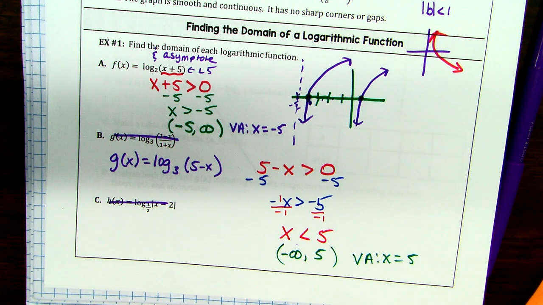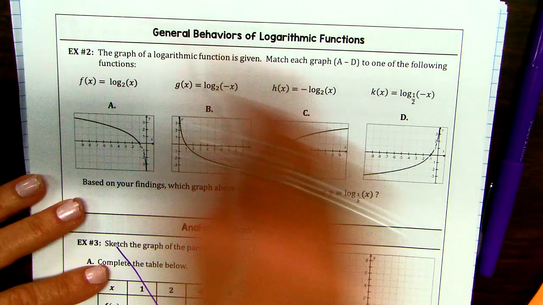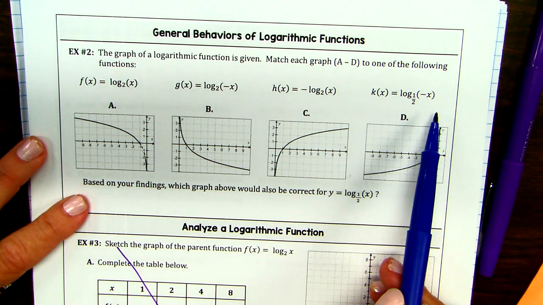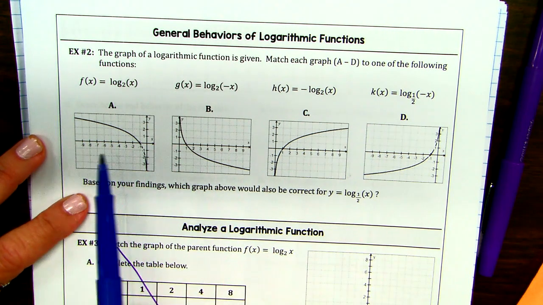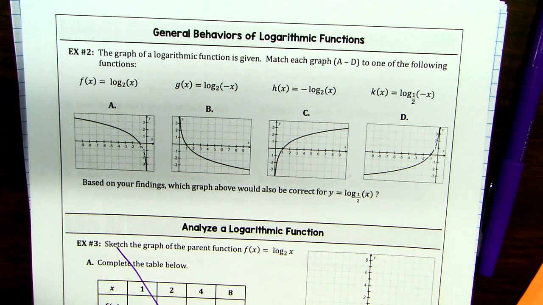Okay. Top of the next page. This is an excellent little quick visual of all the different things that happen with logs. Where are they going? What's going on? Okay, so we have 4 functions in algebraic form, f of x, g of x, h of x, k of x. And then we have 4 functions in graph form, a, b, c, d. We're going to match them up.